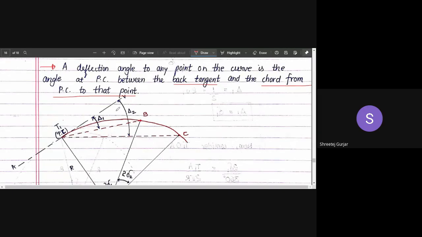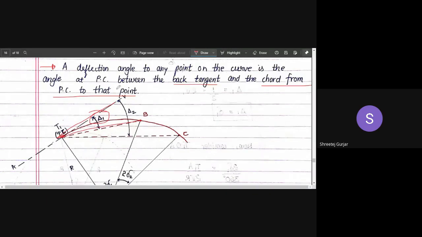So the angle between this back tangent, A to V, is our back tangent. The angle between your back tangent and your chord, that is this delta 1, is your deflection angle. Delta 1 is this particular angle which is made at the point of curvature.